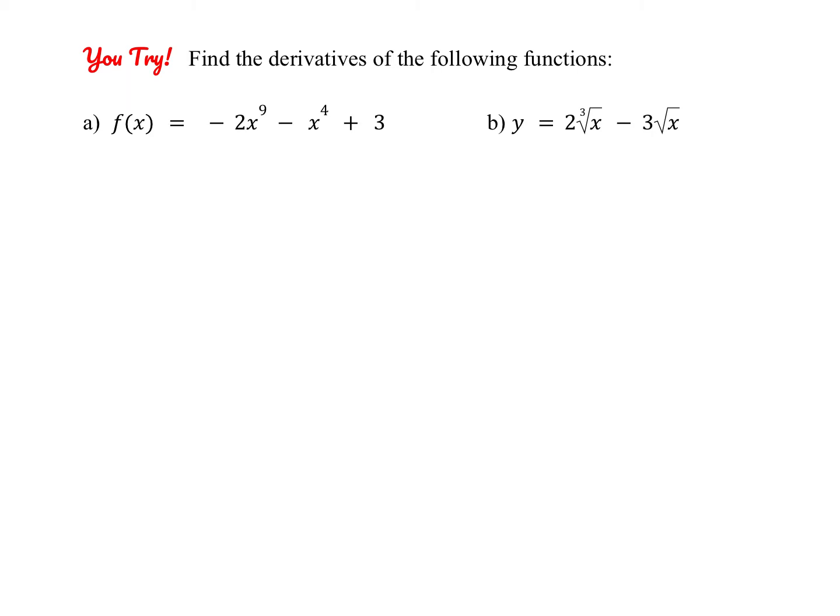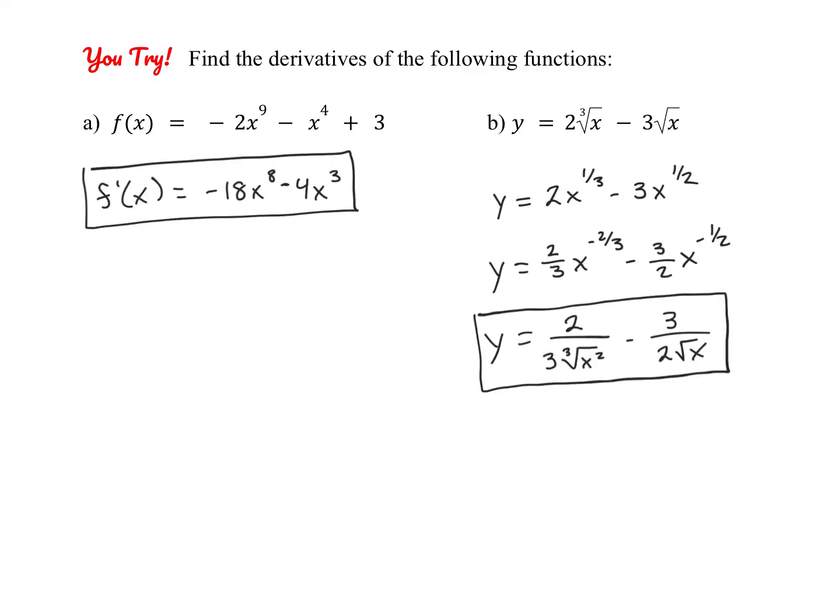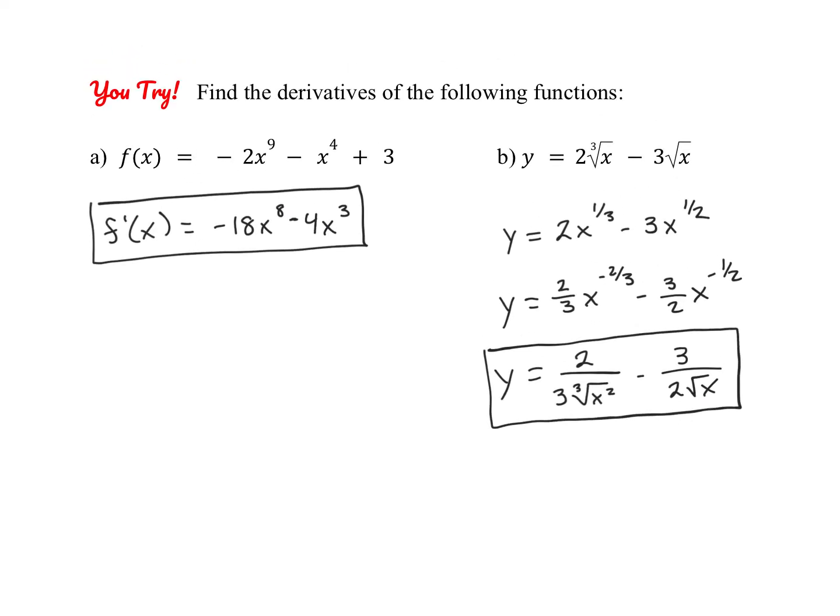All right, so at this time, go ahead and pause the video and give these two a try on your own. All right, go ahead and check your work here. So for part A, pretty straightforward power rule. Do remember that this term will actually disappear because it's x to the power of 0. So that 0 multiplied to the 3 makes it disappear. And for part B, it is helpful to first rewrite this as x to the power of 1/3, and this is x to the power of 1/2, and then you just use your power rule from there.